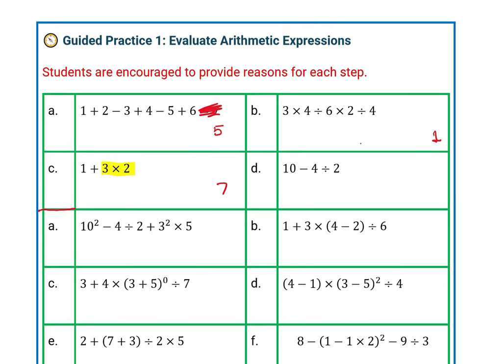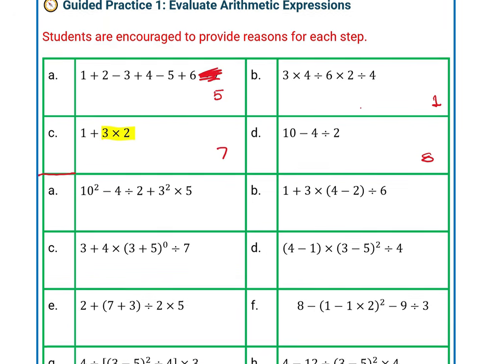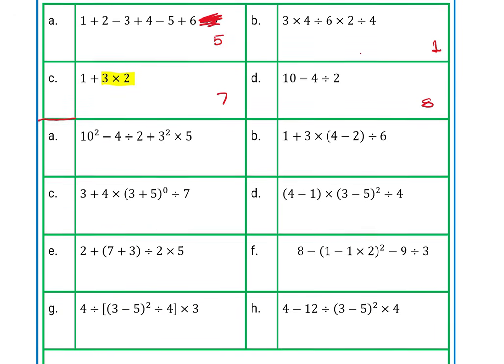Then we have 10 minus 4 divided by 2. 4 divided by 2 is 2, and 10 take away 2 will be 8. So you understand the basic concepts. Here are a few difficult ones for you to now try, correct? So copy these questions which you see on the screen, copy them out, and find the answer, correct?